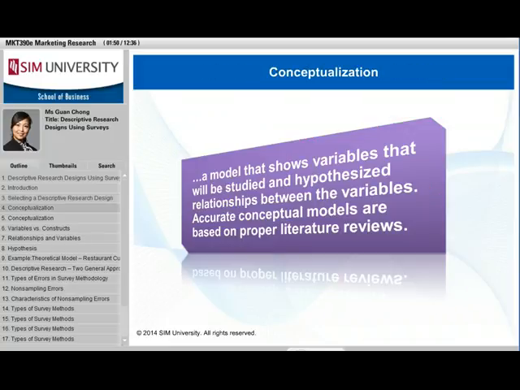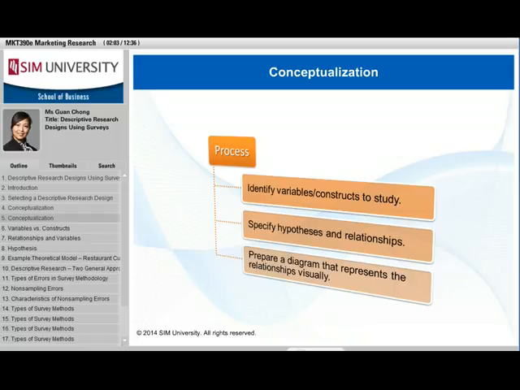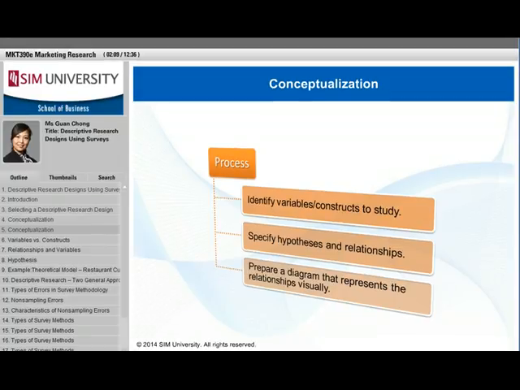The conceptualization process is aided by developing a model that shows the predicted causal relationships between variables. Accurate conceptual models are based on proper literature reviews. The process of conceptualization includes identifying variables or constructs to study, specifying hypotheses and relationships, and preparing a diagram that represents the relationships visually.